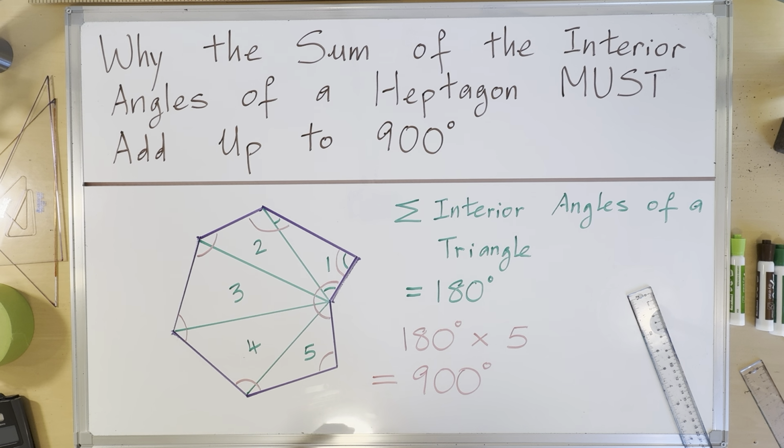And so therefore, this is why the sum of the interior angles of a heptagon must add up to 900 degrees. And this is the case regardless of whether the heptagon is a regular heptagon or an irregular heptagon. This is also the case regardless of whether the heptagon is a convex heptagon or a concave heptagon.